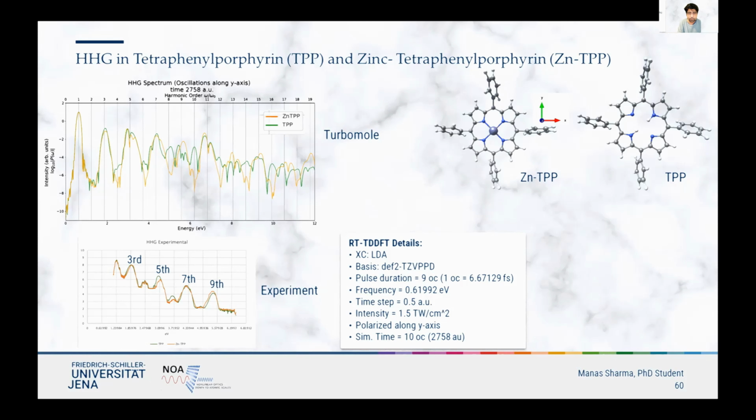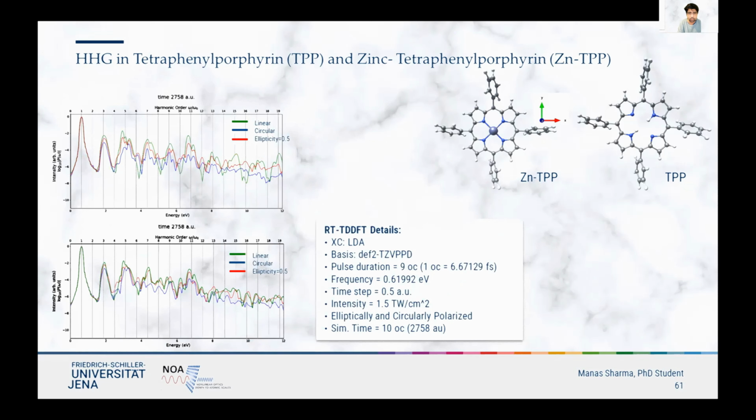So again, in experiments, they observe, as expected from theory as well, that as you go to circularly polarized light, the intensity of the harmonics will reduce, because then the chances of the recombination of the electron when it comes back towards the atom will be less due to the circular polarization. So basically, the highest intensity you get from linear polarization and lowest from the circular. And that is also something we were able to reproduce for both.